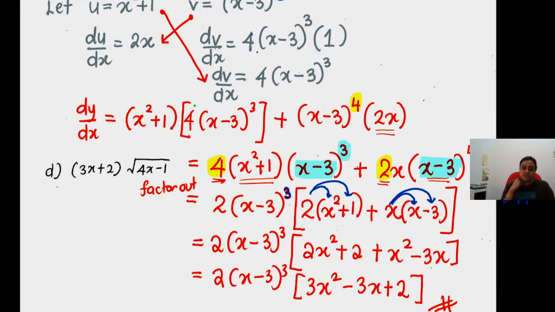Okay. So if you see the final answer here, it's all in bracket, factored out, and then bracket like that. Okay. So I'm going to go to the next question.